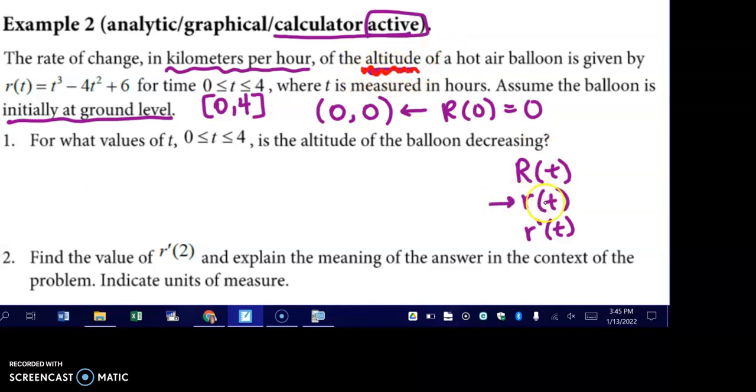Well, if this is the rate of change of the height, then this represents the altitude. So I'm trying to figure out when is the altitude decreasing. Well, that means that I want to know where is the derivative of big R, aka little r. Where is little r of t less than 0?